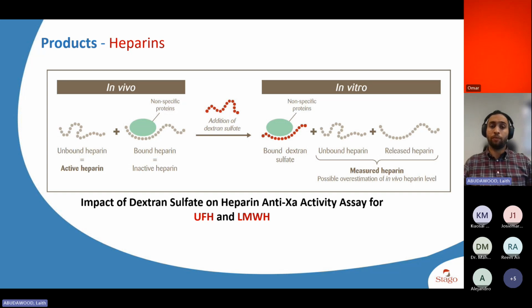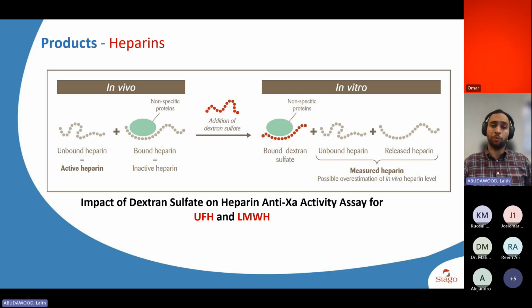So what happens? Dextran sulfate is actually found in many kits other than Stago's kit, and it's found in the proficiency testing materials themselves. I will explain why that is. So what happens in vivo? Dextran sulfate is not really there. It's not found in the patient body. It's there in the anti-Xa reagent.